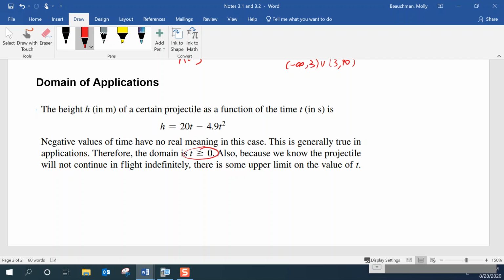And I just wanted to note that in real life, the domain is restricted by what can physically happen. Also, because we know the projectile will not continue in flight indefinitely, there is some upper limit of the value of t. And if we were to talk about the range, the height, a projectile does something like this. So even though the equation itself, graph might look like that, these values don't make sense because it's a real life application problem.